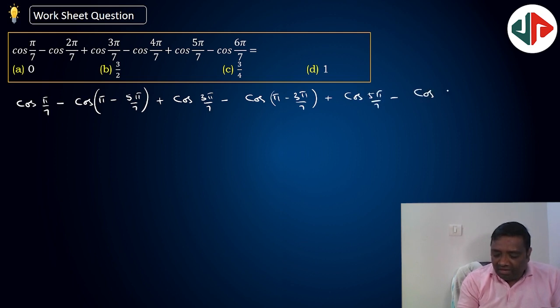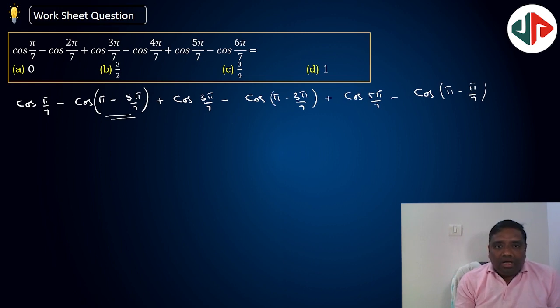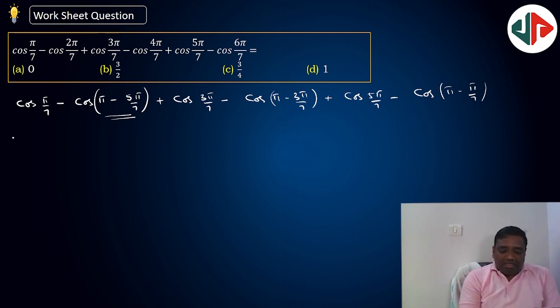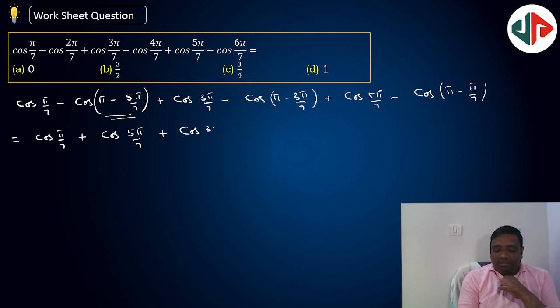And the 6 pi by 7 value we can read as pi minus pi by 7. So here the 2 pi by 7 value I am converting in terms of 5 pi, and the 4 pi by 7 value I am converting in terms of 3 pi. 7 pi minus 3 pi means 4 pi by 7. The 6 pi by 7 value I am rewriting as pi minus pi by 7. So this value is cos of pi by 7. Cos of 180 minus theta means minus cos theta.